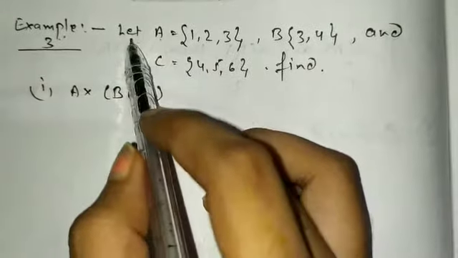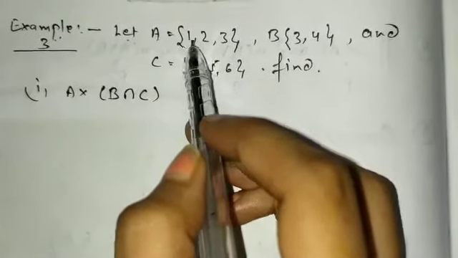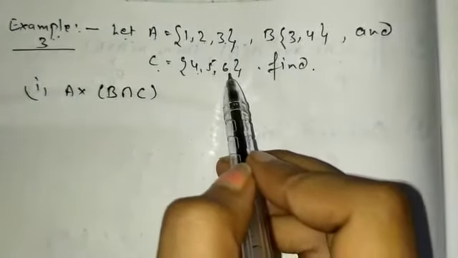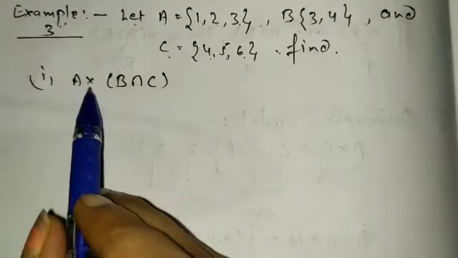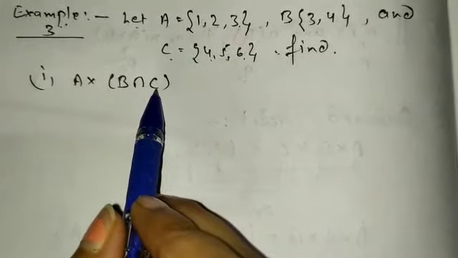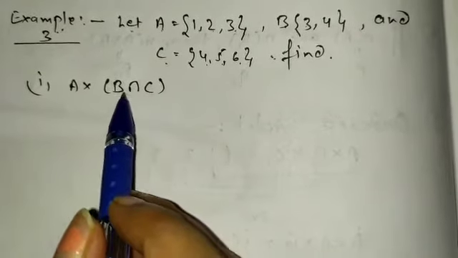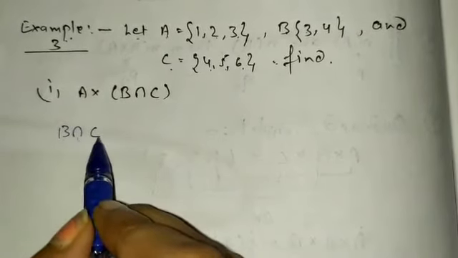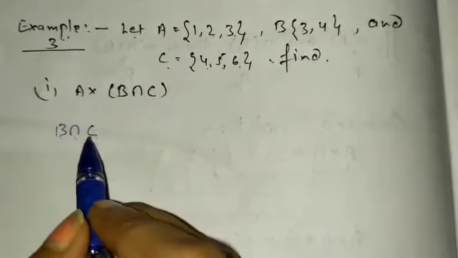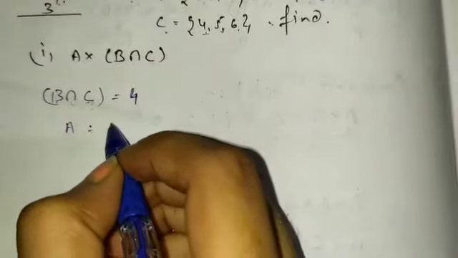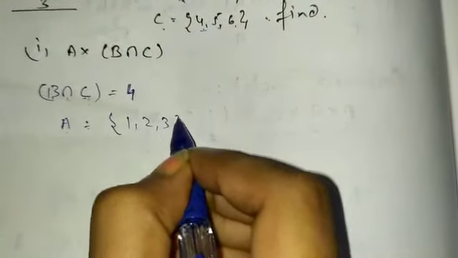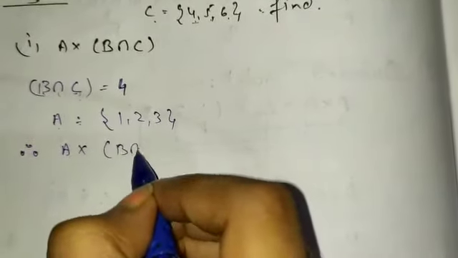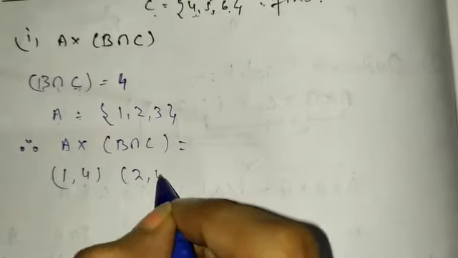Example 3. Let set A have elements 1, 2, 3, set B have elements 3, 4 and set C have elements 4, 5, 6. Then find set A multiplied by set B intersection C. So first of all, let's find set B intersection C. We all know intersection means the common elements. So in this case, the common element of sets B and C is 4 and set A includes elements 1, 2, 3. Therefore, set A into set B intersection C will be (1, 4), (2, 4), (3, 4).